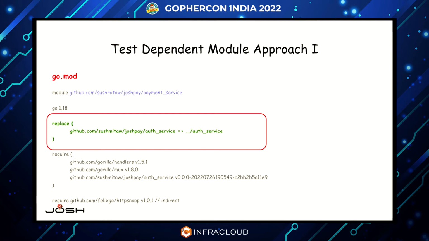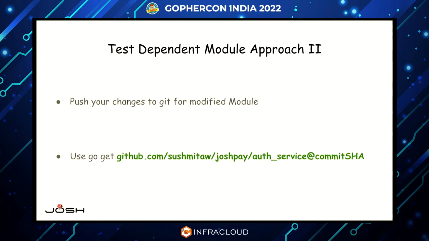You must be familiar with this replace directive. It has been quite popularly used. Then we have approach 2, where you can commit all your dependent module changes to Git, and then you can go get the same changes with the particular commit SHA of the commit.